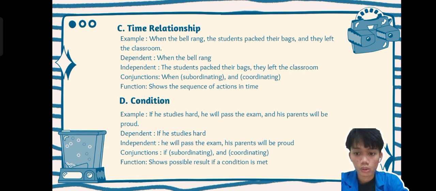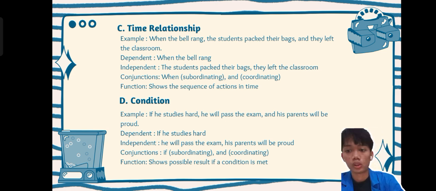The next example shows a time relationship. When the bell rang, the students packed their bags and they left the classroom. So the dependent clause, when the bell rang, marks the time, while the two independent clauses describe what happened next. This structure is often used to describe sequences of events and to make writing flow smoothly from one action to another.